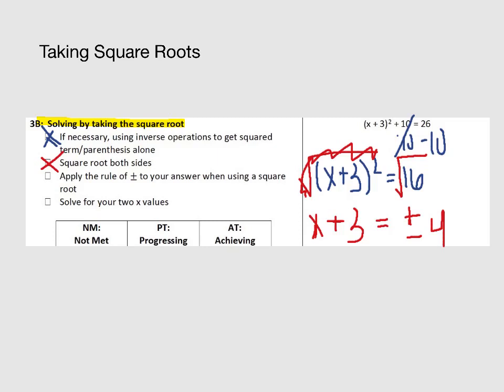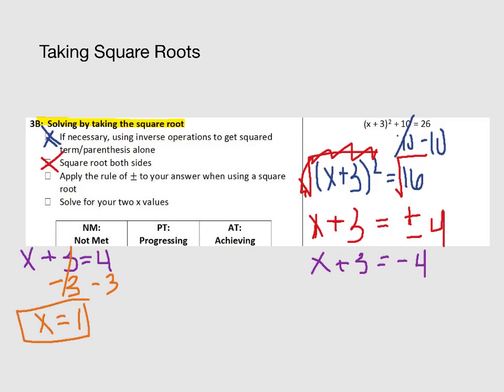Now, our last step is to solve for our two x values. So I'm going to do this, x plus 3 equal to a positive 4. And I also need to do x plus 3 equal to negative 4. I need to solve for my x's. In order to get my x by itself, I'm going to minus 3 to both sides. My 3's cancel. I'm left with x equals 4 minus 3, which is 1. There's one of my x values.